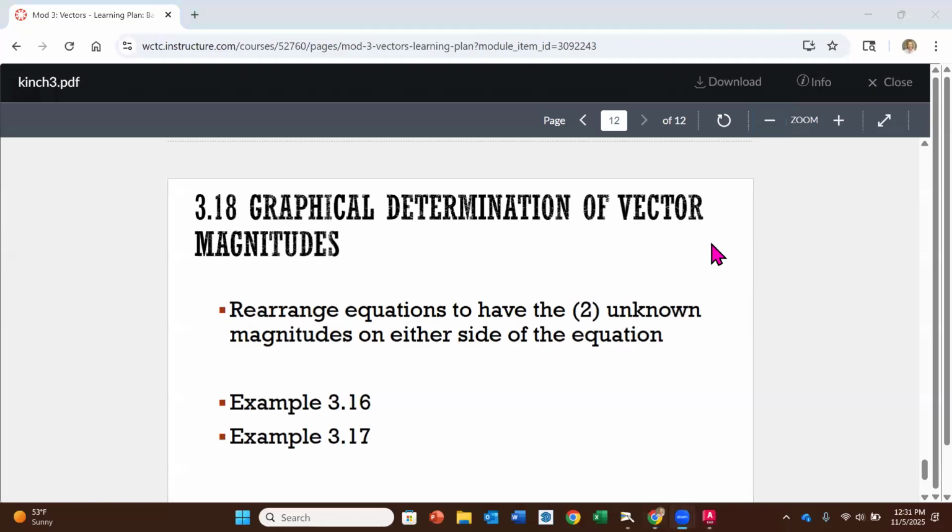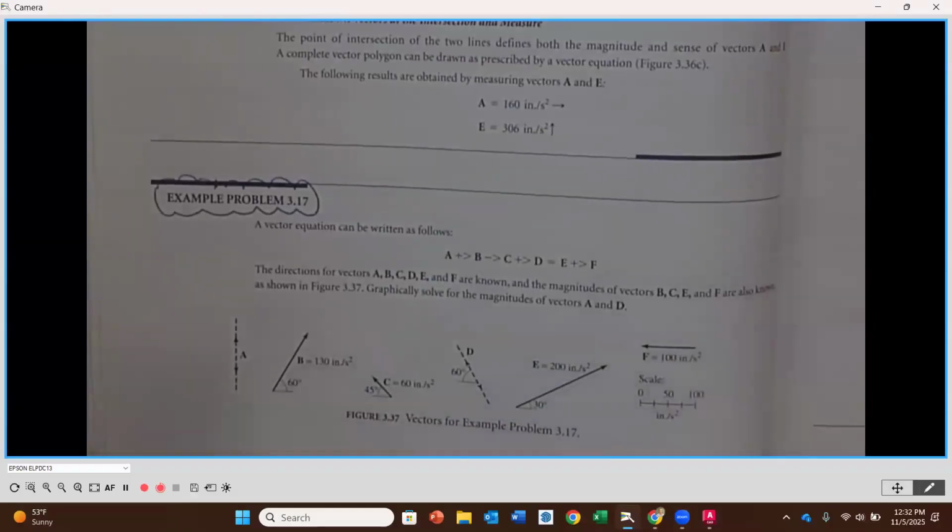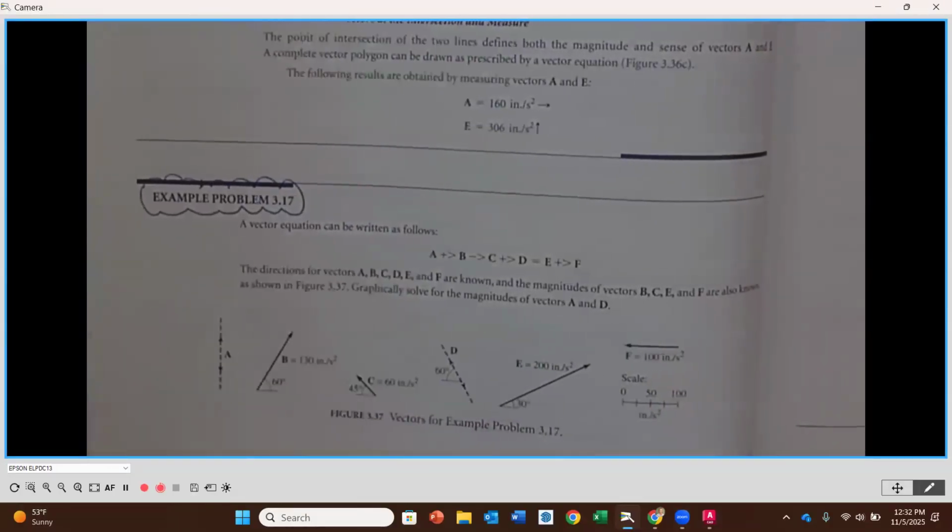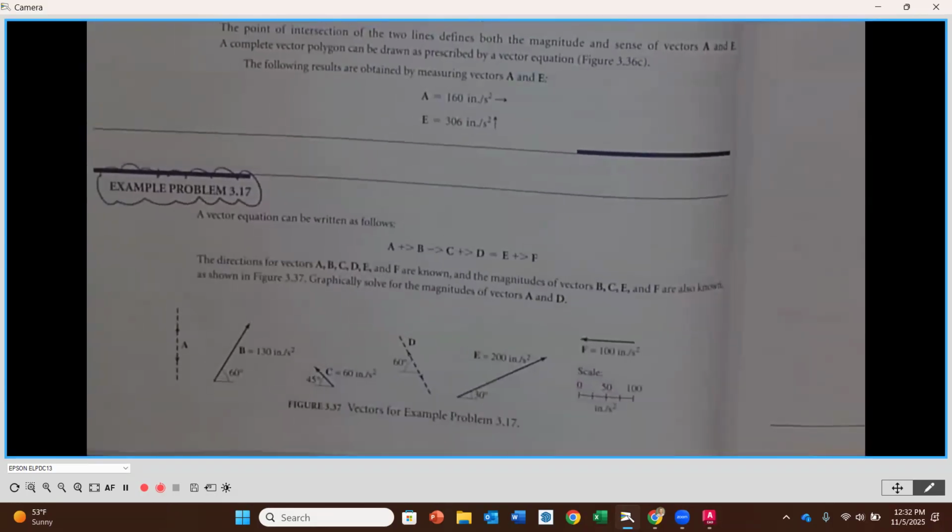Okay, we have one more example to go over in our Module 3 practice problems here, and that is going to be another application for determining vector magnitudes using those rules that we were talking about with vector equations. And that's going to be example 317, which is found at the bottom of page 64. So if we go underneath our camera here, the bottom of page 64, this is our example.